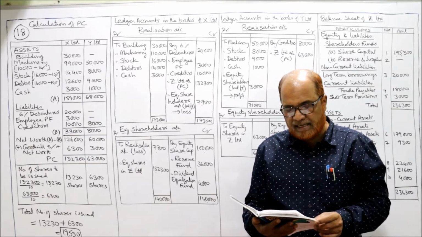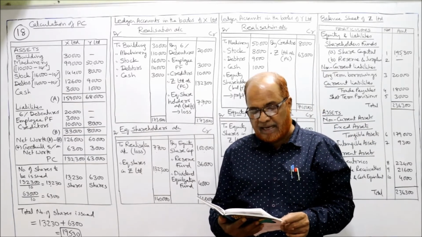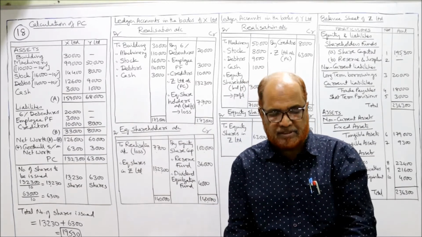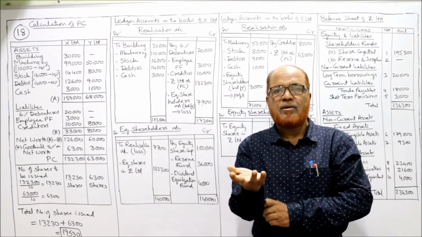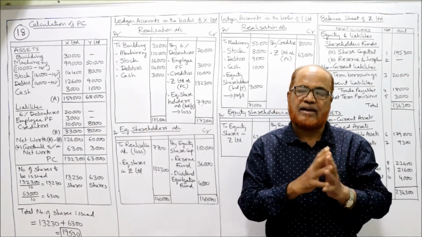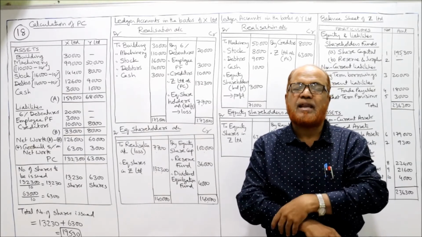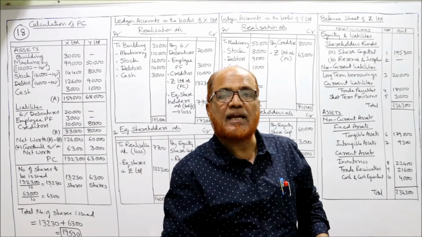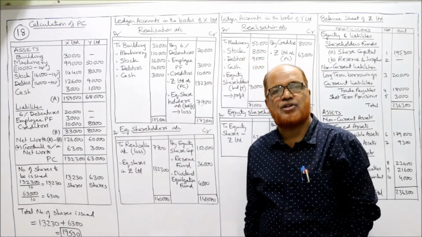Then prepare the necessary ledger accounts in the books of X Company Limited and Y Company Limited, and show the opening balance sheet in the books of Z Limited. This is the complete problem. We are required to prepare the ledger accounts in the books of X Limited and Y Limited, and also the opening balance sheet in the books of Z Limited. So first of all, we'll begin with the calculation of purchase consideration.